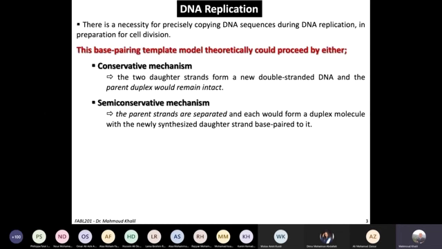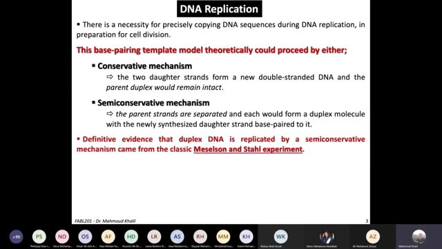For the conservative mechanism, the two daughter strands of the DNA form a new double-stranded DNA, and the parent duplex would remain intact. While for the semi-conservative mechanism, the parent strands are separated and each would form a duplex molecule with the newly synthesized daughter strand base paired to it. So actually, the experiment of Meselson-Stahl provided the evidence that the mechanism is semi-conservative.